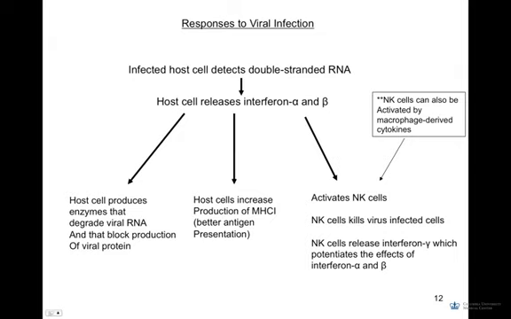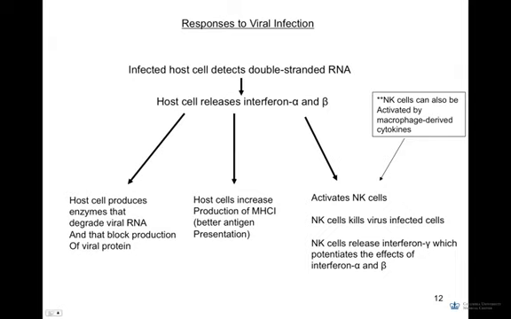Secondly, the host cells are going to increase their production of a set of proteins that we call the major histocompatibility complex proteins, or MHC1s. And these proteins are important for the host cells to display the viral antigen at their membrane surface. And that displaying of a viral antigen at the membrane surface is going to be very important for the host cell to alert immune cells that it is infected with a virus.